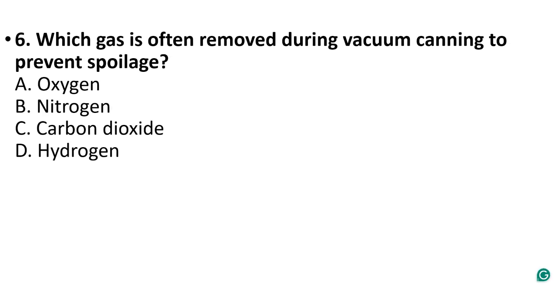Sixth question, which gas is often removed during vacuum canning to prevent spoilage? Oxygen, nitrogen, carbon dioxide, hydrogen. Your answer is option A, oxygen.